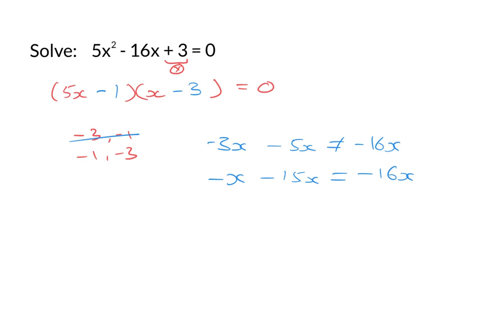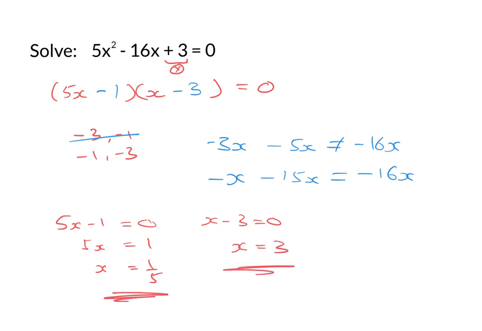Then, as before, I take each bracket and I put it equal to 0 because I have two things multiplied to equal 0. So my 5x minus 1 equals 0, 5x equals 1, x equals 1/5. And in the other one, we've got x minus 3 equals 0, so x will equal 3. And those are my two solutions.